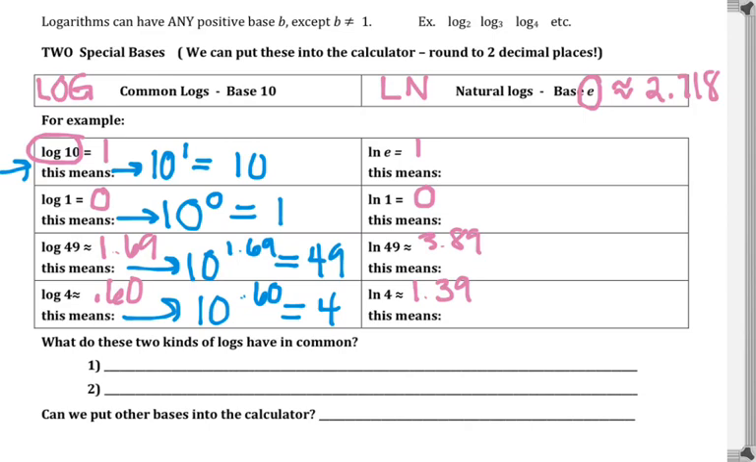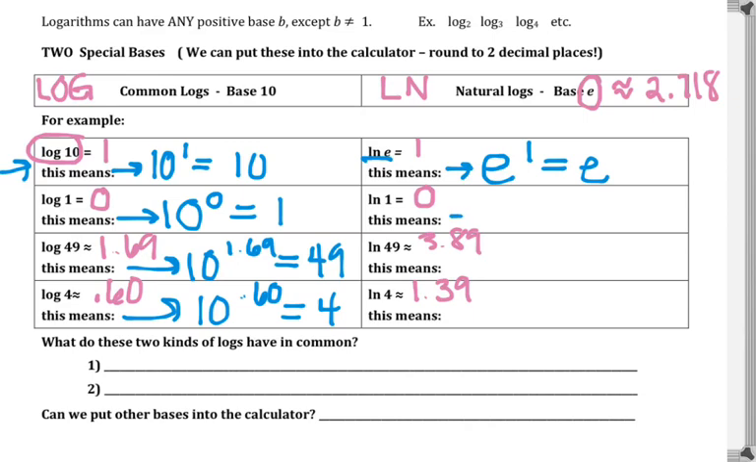Okay, so for the "this means" blank, in blue, I'm going to do what I did in blue over here on the left-hand side. What's the understood base of a natural log? E. Not 10. Common logs are 10. Natural logs are E. So E raised to the first power is equal to E is what this one means. So our base is E, our exponent is 1, and it's equal to E.